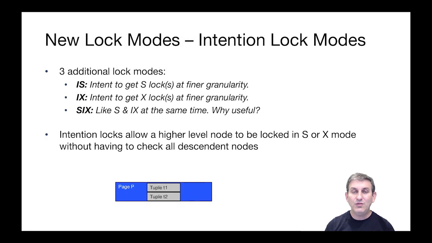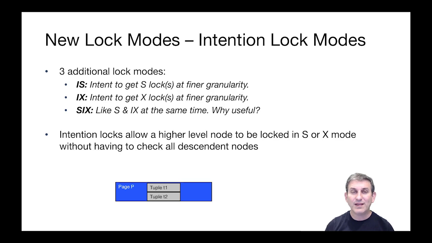And these new lock modes, there's actually going to be three of them. One is IS, which is the intent to get a share lock at finer granularity. Another is IX, the intent to get an X lock at finer granularity. And then we're going to have a special combined lock mode called SIX, which is like asking for an S lock and an IX lock at the same time.